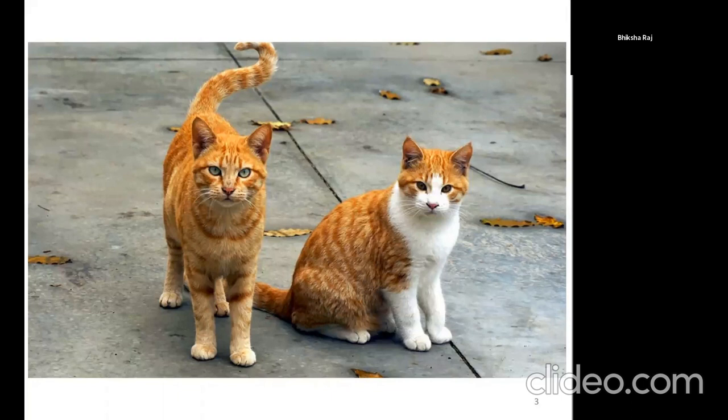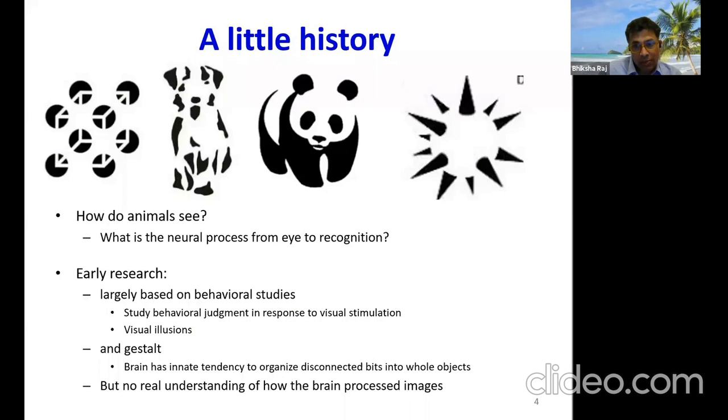Now, CNNs started off as models for vision. People have been curious about how vision works for the longest time. How does the brain interpret and recognize the images that form in your eye? Most early research focused on behavioral responses. How do we respond behaviorally to visual patterns? Typically these studies focused on illusions and phenomena like Gestalt, for example, over here.